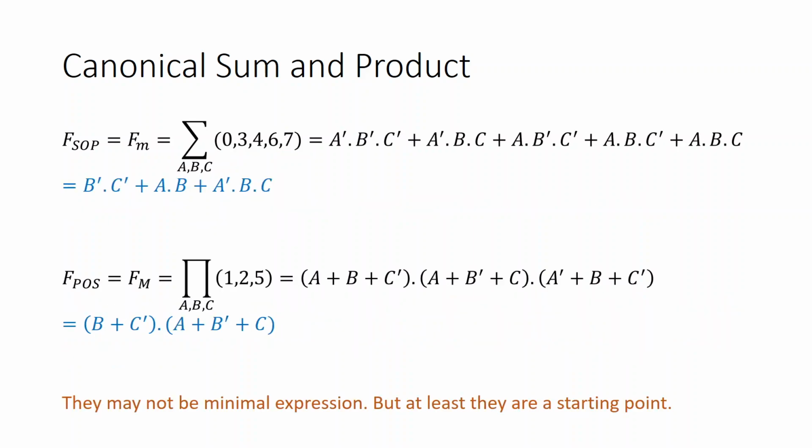Now the important thing to notice, maybe some of you have already noticed this, is that though we are writing down the SOP and POS expressions using the normal product terms and normal sum terms, these expressions may not be minimal expressions. That means they can be further reduced. Of course, there is a possibility. And in these two expressions that we are working with, I have done some reduction.